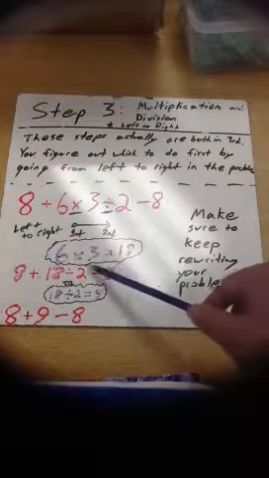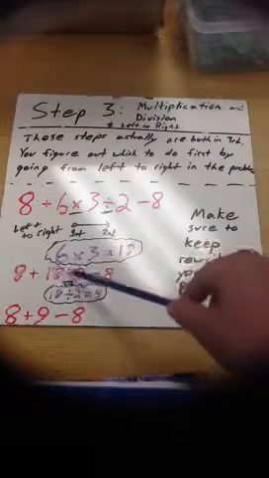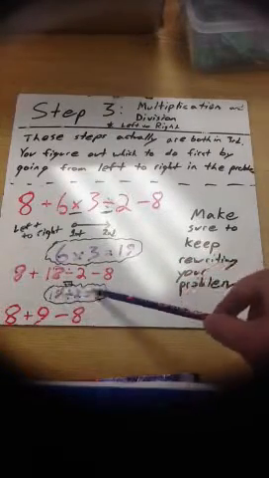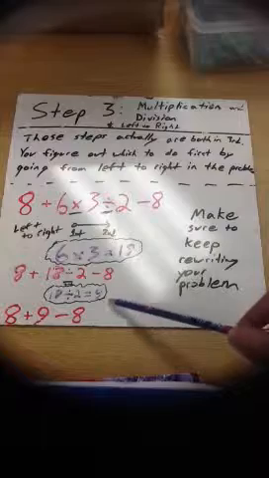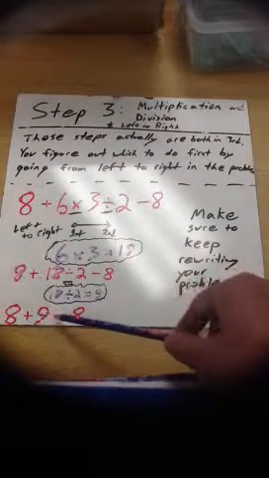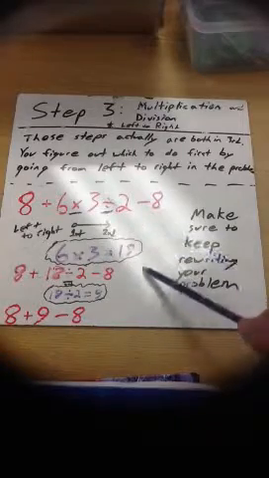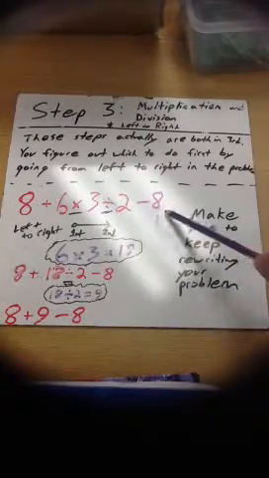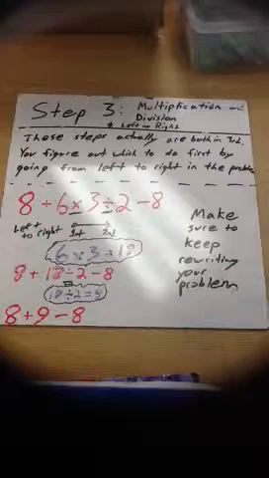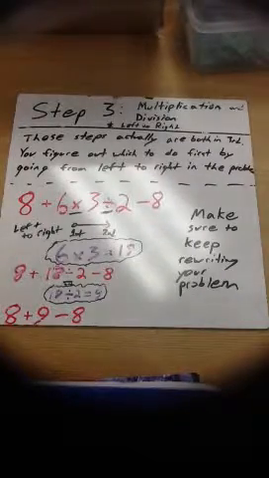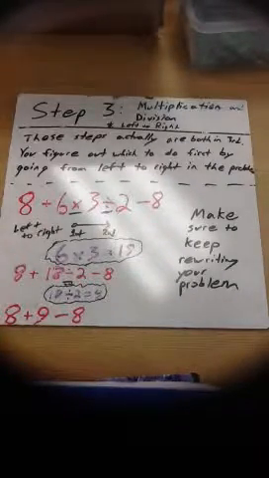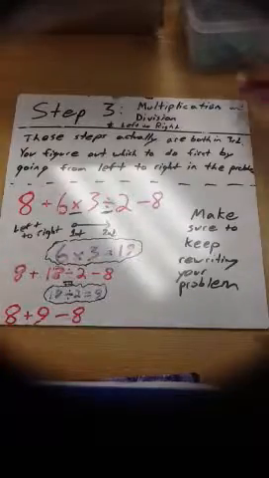Well, now we take that division, which is still underlined. We do the 18 divided by 2, simplify it to 9, and our problem now just looks like 8 plus 9 minus 8. Make sure to keep rewriting your problem as you go on. These steps are extremely important. This keeps us organized so that we don't lose where we are and get some answers going the wrong way.